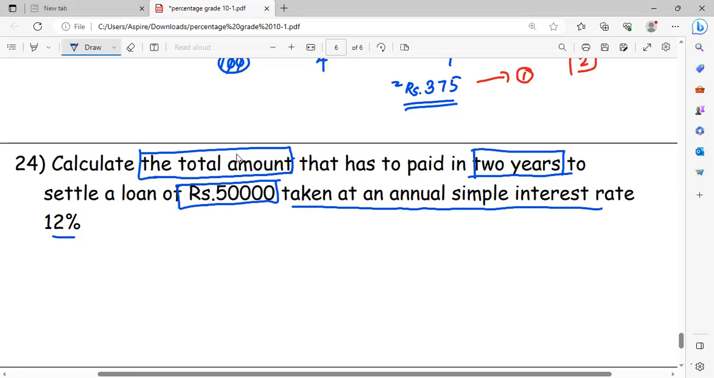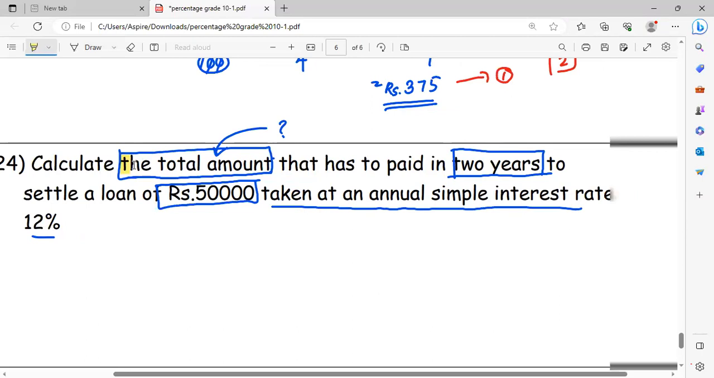You have to find or calculate the total amount. It is not just interest. So this word is very important when you write the answer for this question. Okay, so you have to highlight this one. Calculate the total amount. What is the total amount? You have to calculate it. Okay, then it is within 2 years, no? First of all, let's see what is the interest that you have to pay for the 2 years.